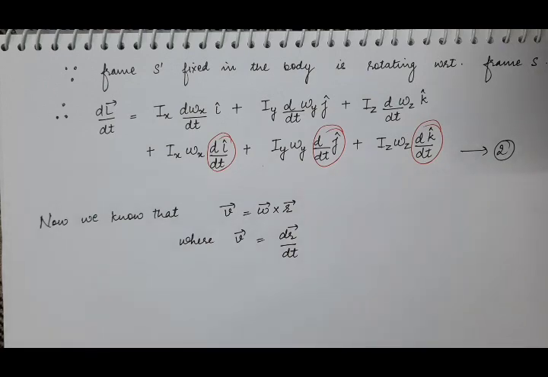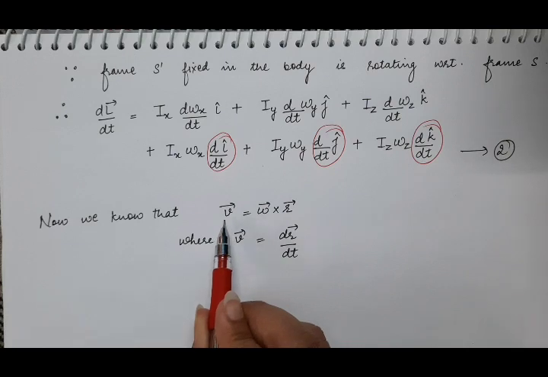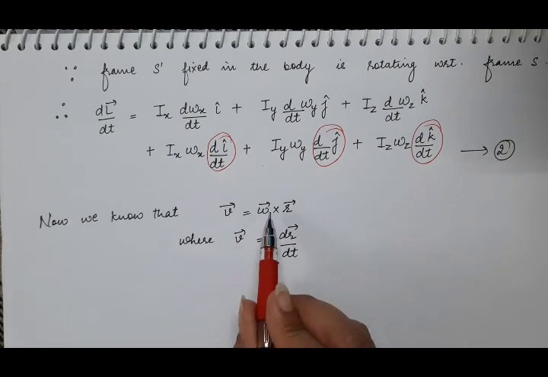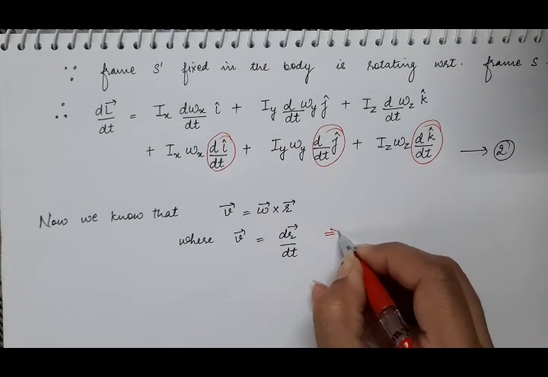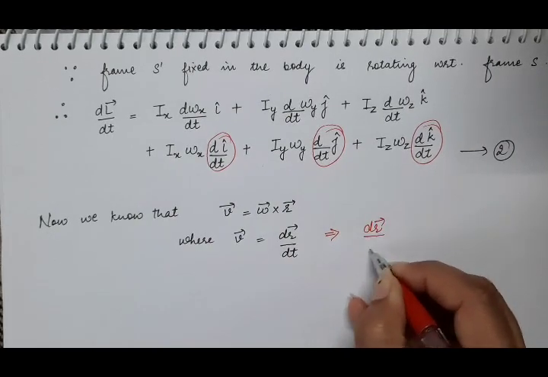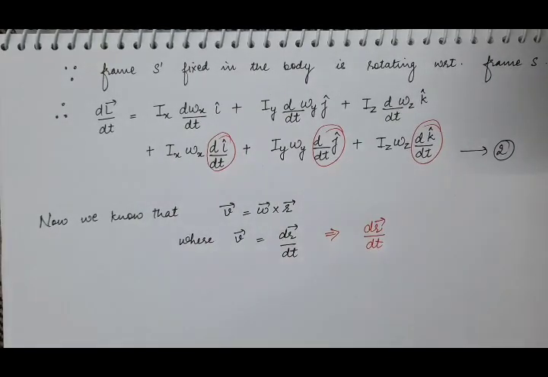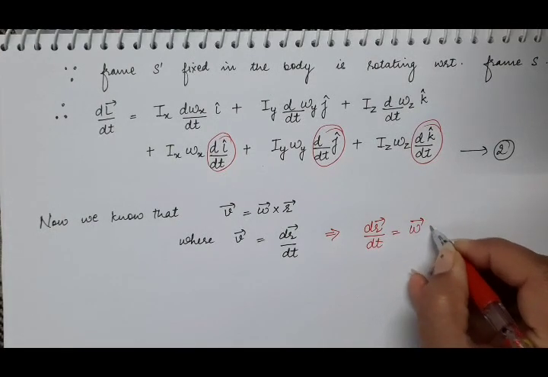And there is one more thing. We already know about this relation, the relation between the linear velocity vector and the angular velocity vector. It is v vector equal to the cross product of omega vector and r vector, where r vector is the position vector. And this linear velocity vector is the time rate of change of position vector r. Now put this value here, and what you will get is dr vector by dt, the time derivative of r vector, is omega cross r.